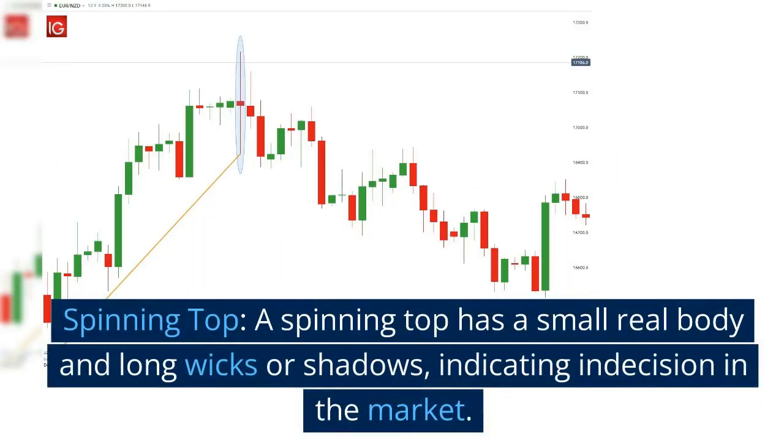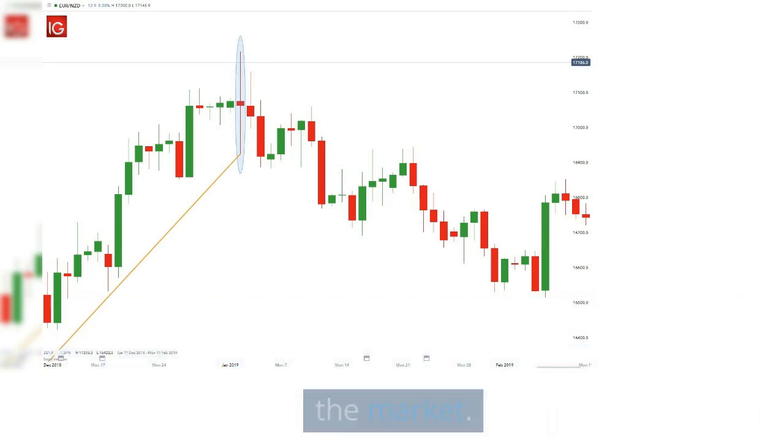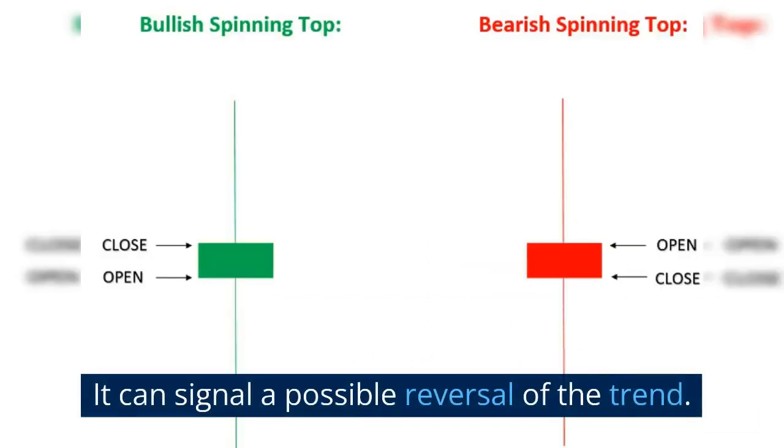Spinning top. A spinning top has a small real body and long wicks or shadows, indicating indecision in the market. The image shows the bullish spinning top and bearish spinning top.